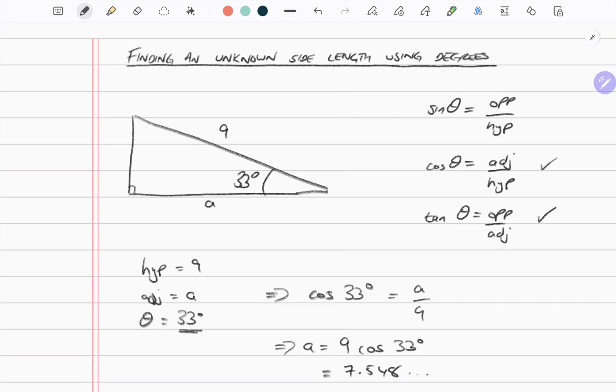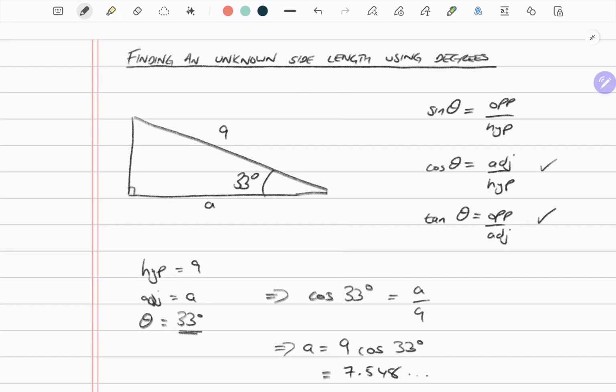In the next video, we will be doing the same thing, but with radians, because it's good practice, and it makes you flick between radians and degrees on your calculator as well.